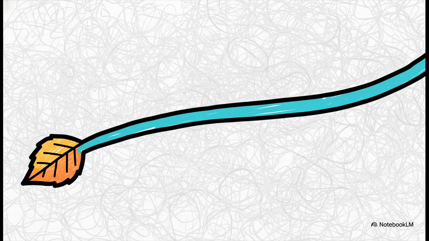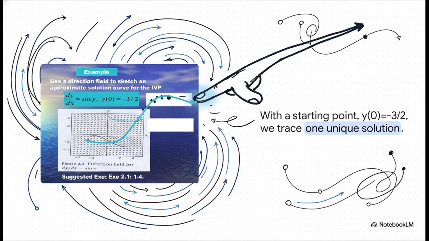It's the same thing here. By picking just one single point that our path has to go through, we can isolate one specific curve out of all the possibilities. Let's make this real. Here's the direction field for the equation dy/dx equals sine of y. Now, if we add what's called an initial condition, something like y(0) = -3/2, we're just saying our path has to start at the point (0, -1.5). You can see that point right there on the graph.